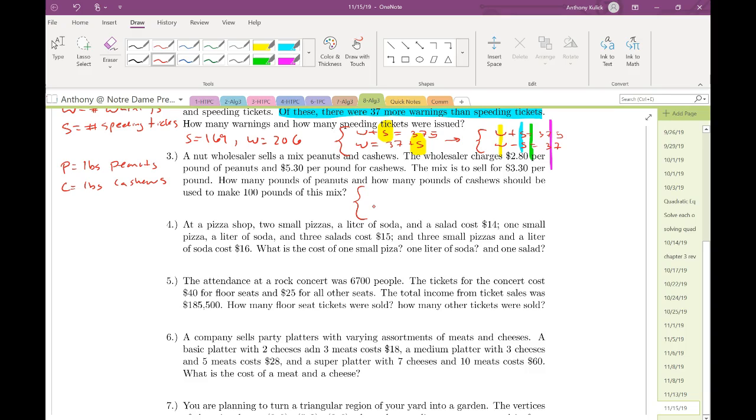P plus C equals 100, right? I'm good with that. Great. Does everybody agree with that? The units here kind of helped us know what stuff needs to go together and not go together. Good. What's another equation I can write here?